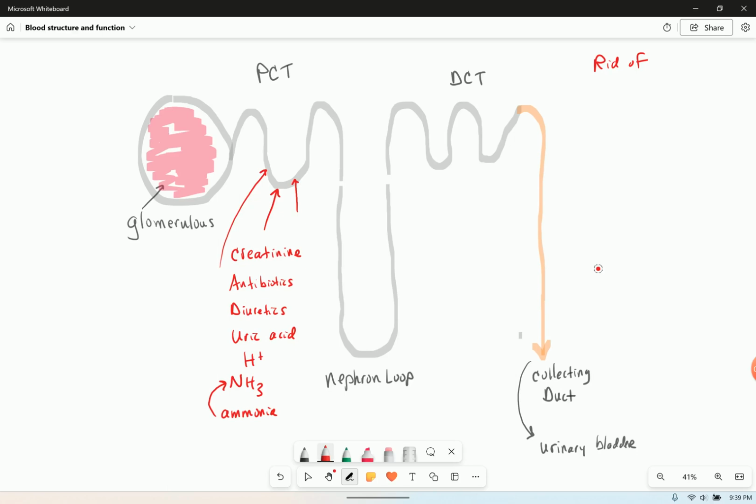Okay, in the nephron loop, you have urea that is put into the nephron loop. And then in the distal convoluted tubule, you're going to have potassium, hydrogen, urea, drugs, and toxins are things that the distal convoluted tubule will help you get rid of.